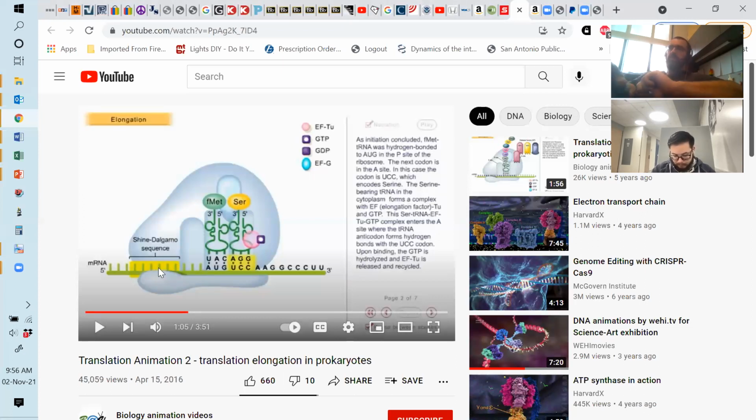So we need to do two things now. So once there are two amino acids close together in the A and P sites, we need to do two things. One, we need to remove this fMet amino acid from its tRNA, right? Because otherwise, imagine we'd just have proteins with a whole bunch of tRNAs dangling from them, right? So we have to cut that amino acid off.